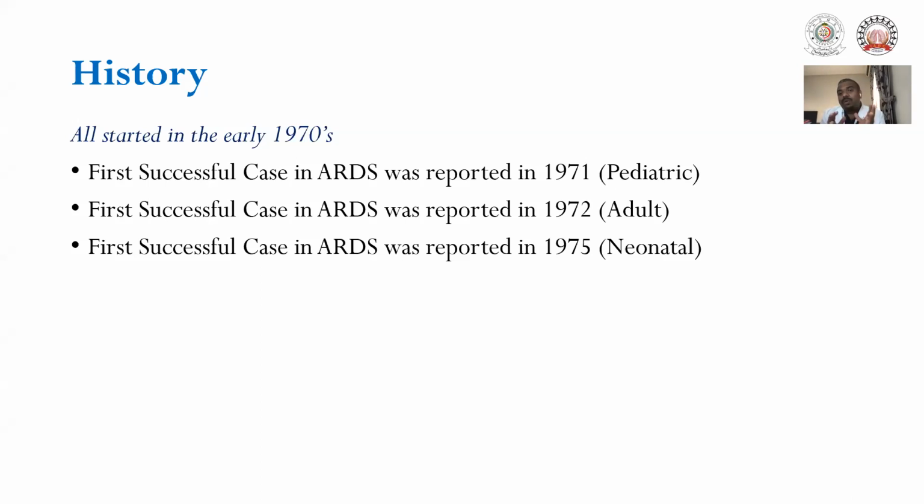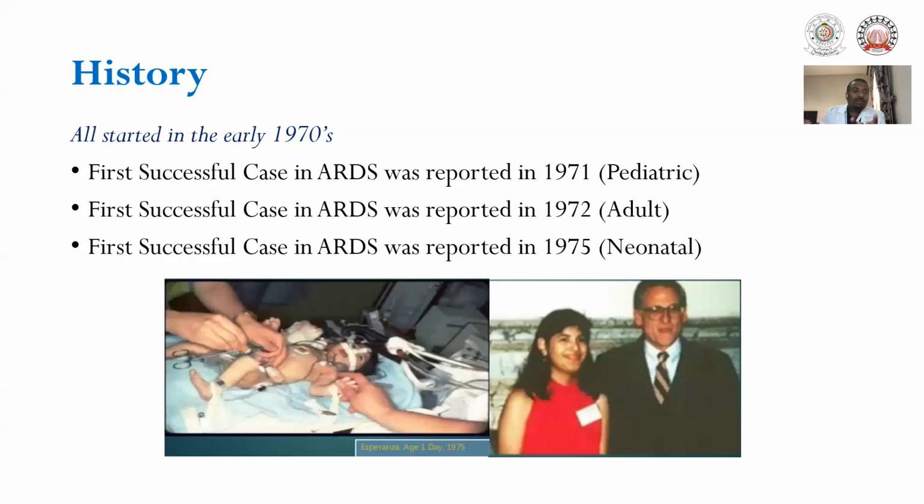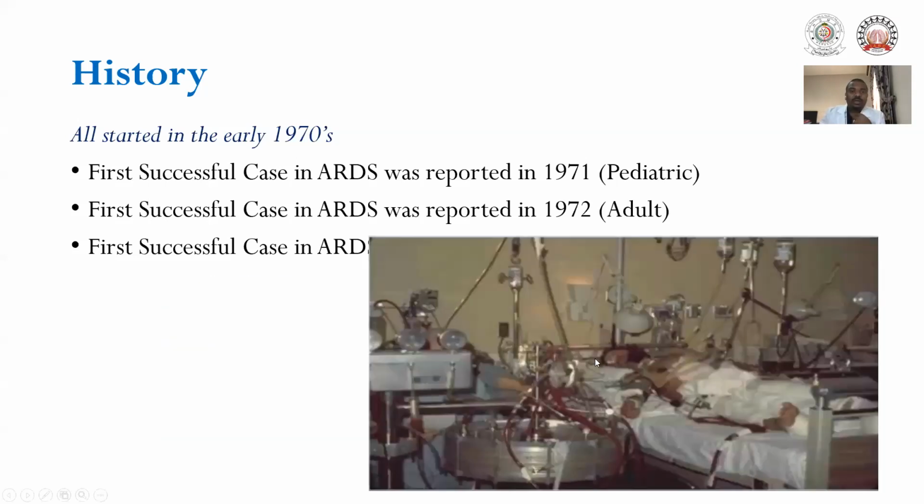Long-term ECMO as support for severe respiratory failure was first successfully used in 1972 in an adult patient with post-traumatic respiratory failure. It lasted for only 5 hours. This is the image of that ECMO which was used in 1972 on a traumatic patient.